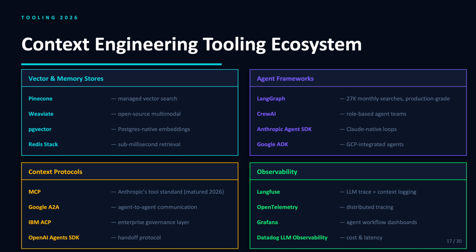4 categories shown here. Vector and memory stores. Pinecone for managed vector search. Weaviate for open source multimodal retrieval. PG Vector if you're already in Postgres and want to keep your stack simple. Redis Stack for sub-millisecond retrieval in latency-sensitive applications. Agent frameworks. LangGraph leads here with 27,000 monthly searches per LangFuse's 2026 framework data, and it's the right choice for complex production orchestration. Crew AI for role-based agent teams. Anthropic's Agent SDK for Claude native systems.